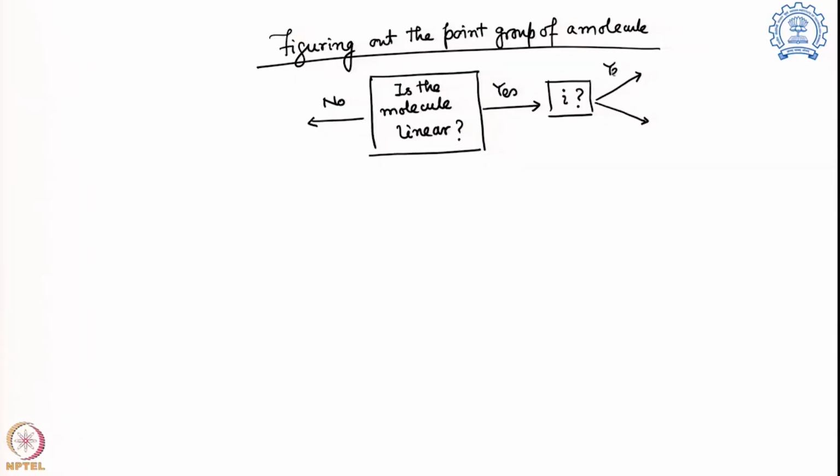If the answer is yes, I am going to have a D infinite H point group. If the answer is no, I am going to have a C infinite V point group. So, that is pretty easy. For a linear molecule I can easily find out with only two questions: are you linear, and do you have a center of symmetry or not. If the answer is no, then we ask the question: do you belong to any special symmetric group?